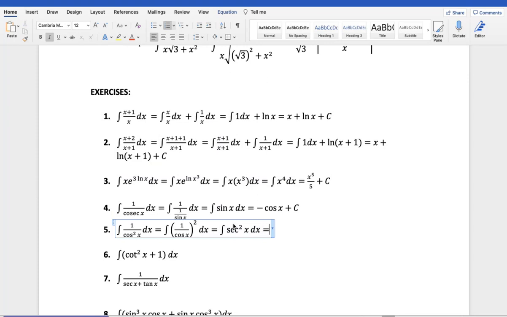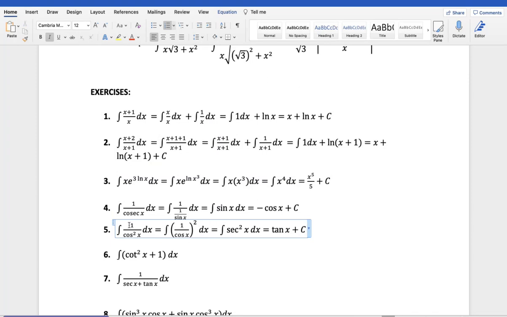And if we go back to our standard integrals, the integral of sec squared of x is just equal to tan of x plus our constant of integration. So this one is a little bit straightforward. So that's one way to do it.